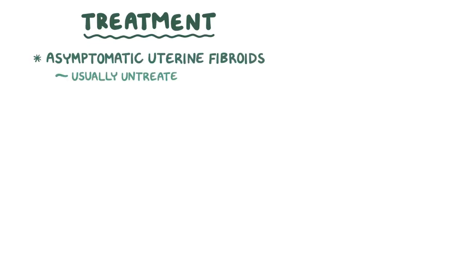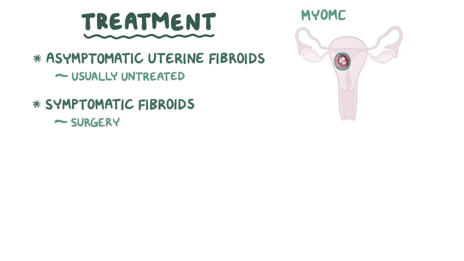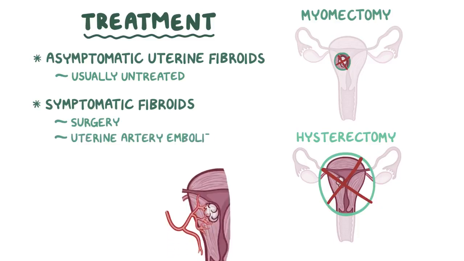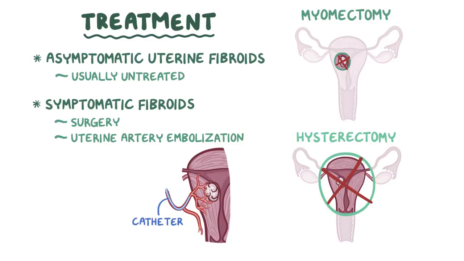Treatment of uterine fibroids varies. Asymptomatic uterine fibroids are usually left untreated. Symptomatic fibroids can be treated with surgery, either a myomectomy or a hysterectomy, if the woman is no longer interested in childbearing. Another non-invasive option is uterine artery embolism, where a catheter is used to reduce blood flow to the fibroids, which causes them to shrink.